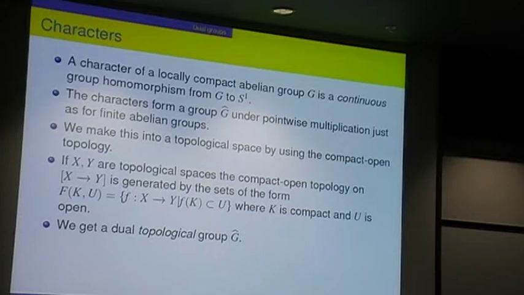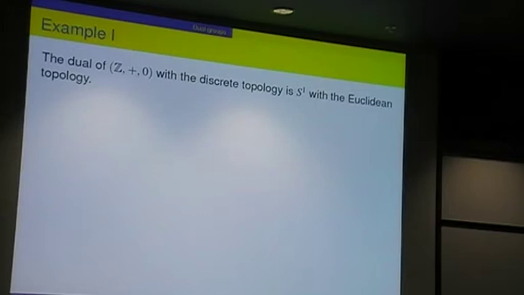Okay, so before, we had a finite abelian group and we got another abelian group, the dual group. This time we started with a topological group, a locally compact abelian group, or a compact abelian group. We get a dual topological group. So, this is again locally compact. If you start with a compact group, it will be discrete. If you start with a discrete group, it'll be compact, but this is what I'm going to do now.